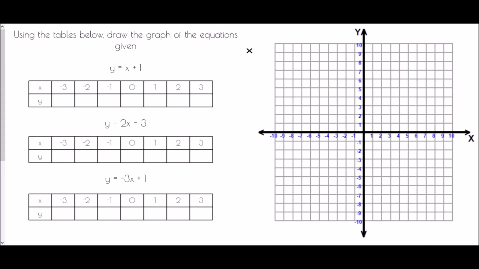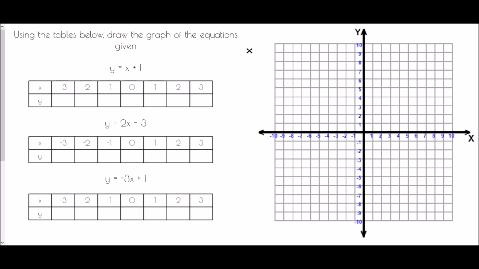Okay, so in the next section, we're now looking at slightly different equations. We're going to use tables of values in order to draw graphs of the equations given: y equals x plus 1, y equals 2x take away 3, and y equals -3x plus 1. Now all three of these equations are in the same format. They're all y equals, then there's some number of x and a number at the end. Now what we're going to do here is use a little bit of substitution.